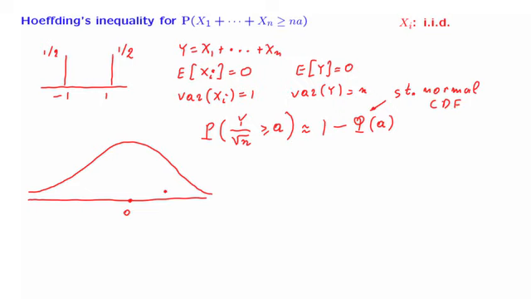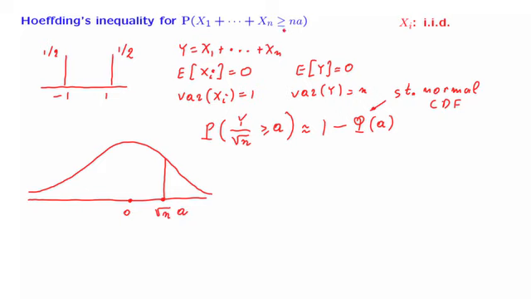What does this tell us? It tells us that if we take somewhere here the number square root of n times a, then this probability down here in the tail is approximately constant no matter what n is. And this in particular tells us that values of the order of square root n are fairly likely to occur.